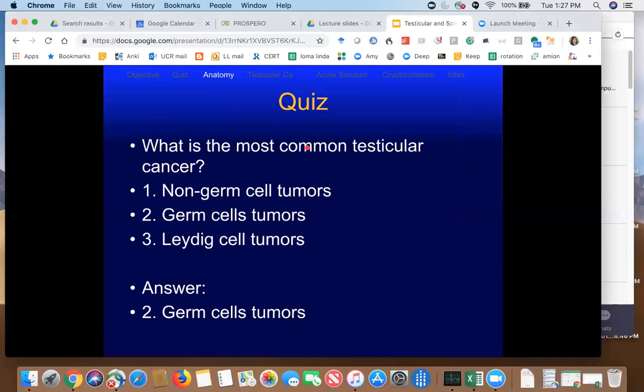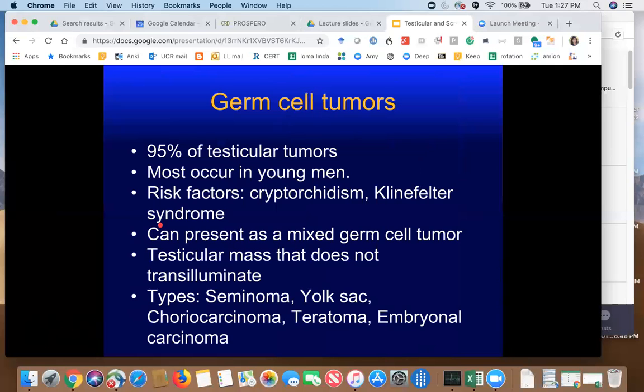What is the most common testicular tumor? Okay, so I think most, if not all, said germ cell, which is the correct answer. It happens in young people. Risk factors: cryptorchidism, Klinefelter syndrome. Patients, for example, with cryptorchidism who have an atrophic testicle where you can't recover the function, typically will get an orchiectomy to reduce the risk of testicular cancer.